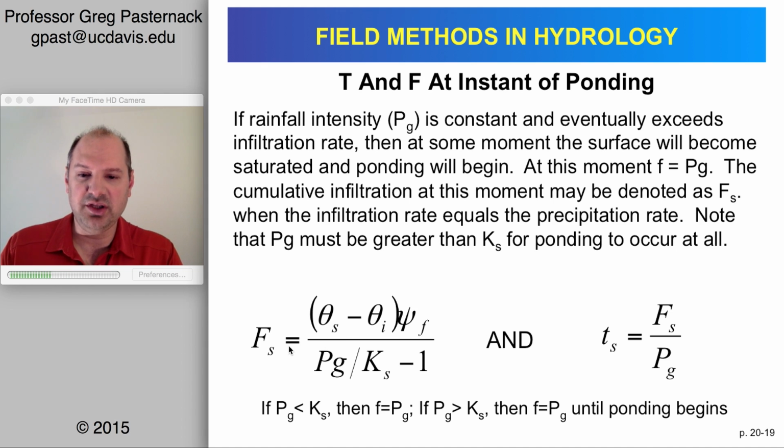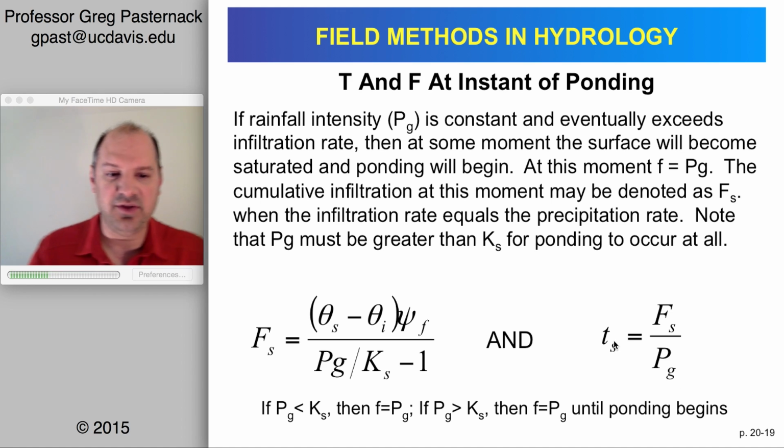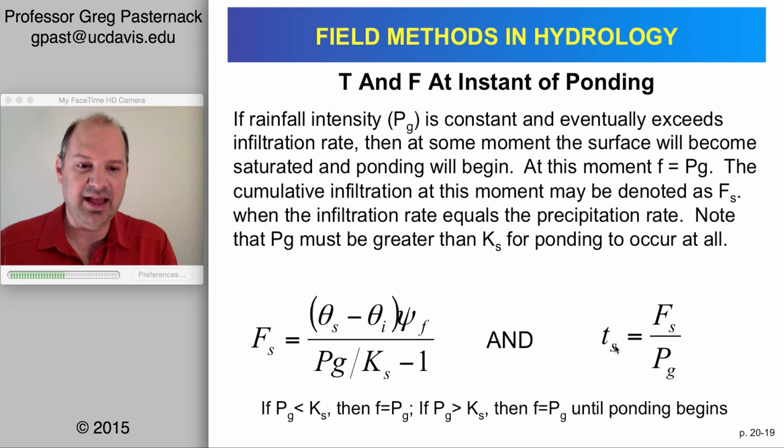You can solve for these things together by taking the rainfall rate, putting it into this equation where you know all these other values, solving for the cumulative infiltration amount, and then putting those two values in and solving for the time of saturation. I think S here is like saturation.